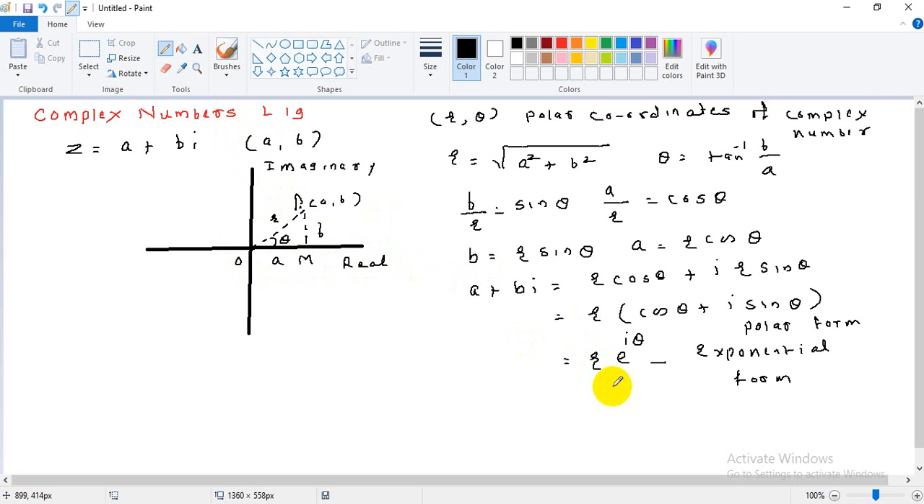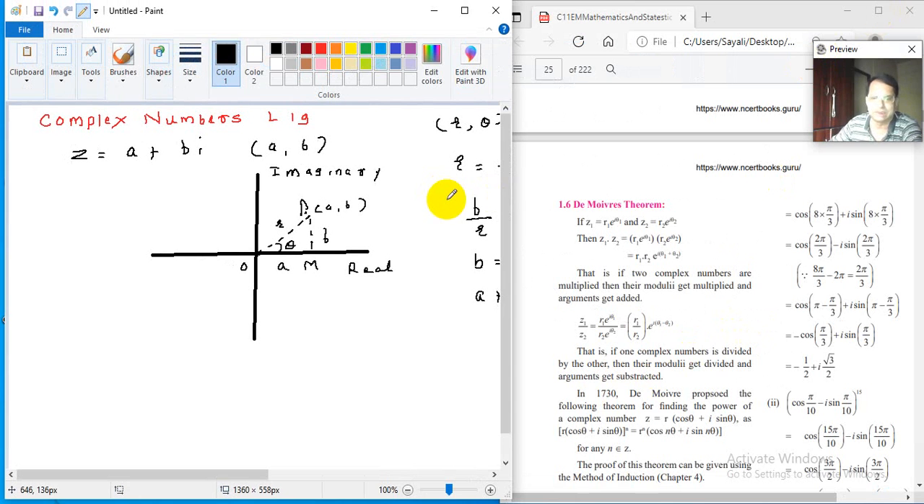So these are now the three different forms. a plus bi is the regular form, then r into bracket cos theta plus i sine theta is another form, and the third is r into e raised to i theta. These are the three different forms of representation of the complex number. And now there is De Moivre's theorem, etc., which you have to study in your syllabus.